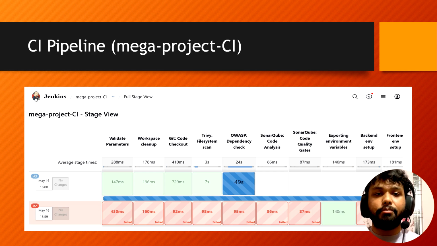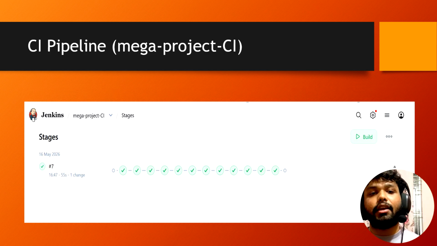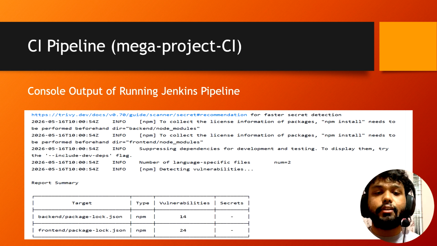Now for the CI part, as you can see, these are the steps. It checks one by one the GitHub code, Trivy, OWASP, and everything for the CI jobs in Jenkins. As you can see, all the stages have been successfully completed, and this is just the console output for the CI jobs.